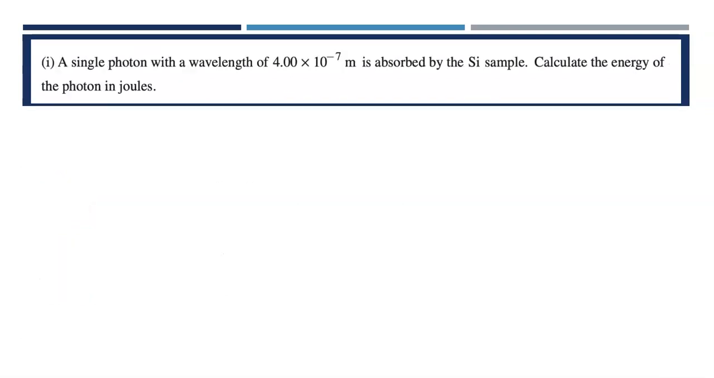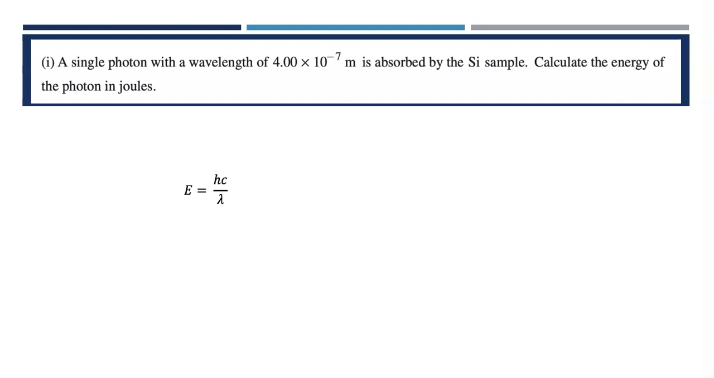And now we're on to part I of the problem. It's a long problem. A single photon with a wavelength of 4.00 times 10 to the minus 7th meters is absorbed by the silicon sample. Calculate the energy of the photon in joules. I've got a wavelength, I want energy. The easiest way to do this is to use the equation E equals hc over lambda. I can derive this from E equals h nu and c equals lambda nu and put them all together.